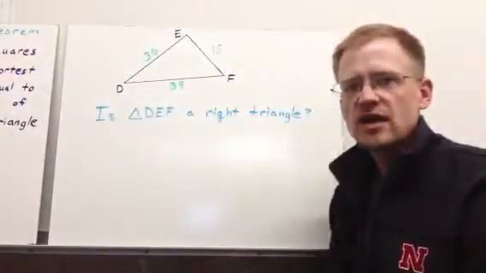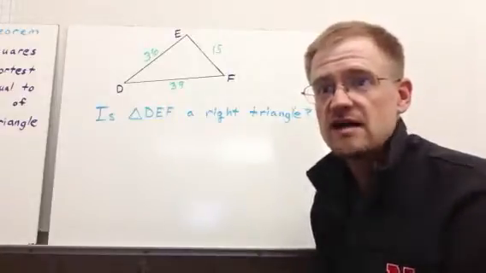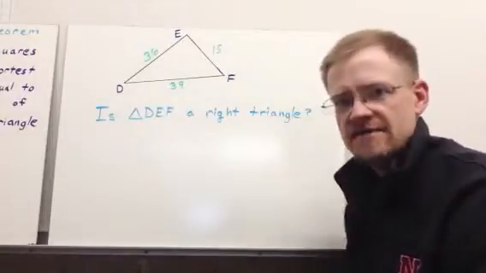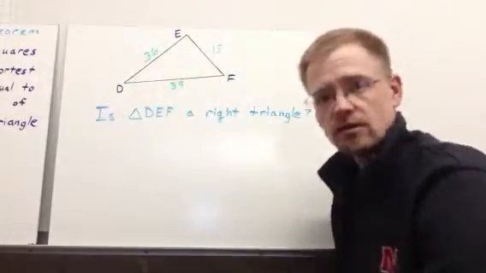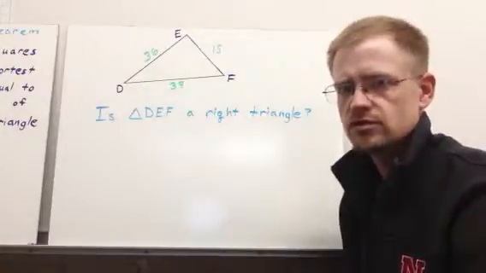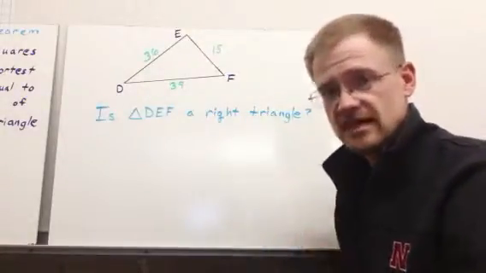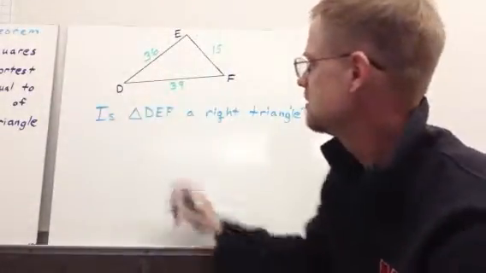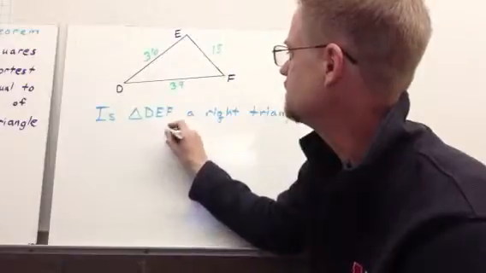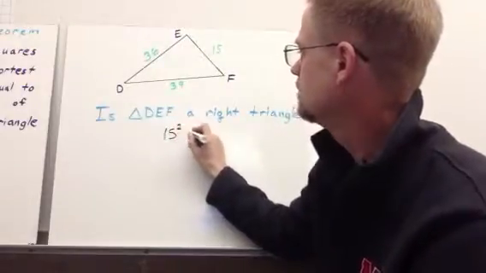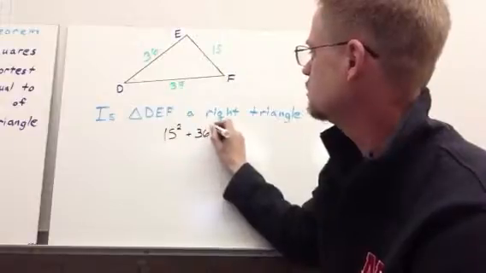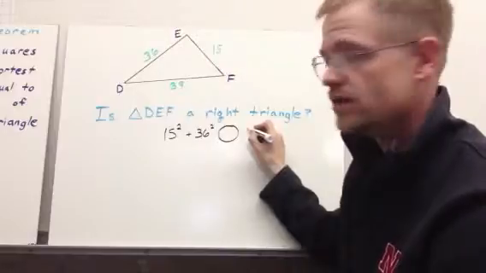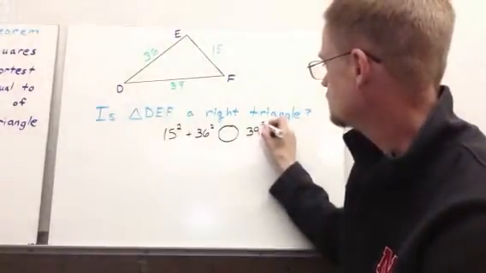All right. Here we have triangle DEF with side lengths of 15, 36, and 39. And we want to see, is DEF a right triangle? Notice we have no angle measurements marked there. We don't know for sure it's a right triangle. So we test it using the Pythagorean theorem. So our shortest two lengths are 15 and 36. So we're going to set this up and say 15 squared plus 36 squared. We're going to see if that is equal to or not equal to 39 squared.